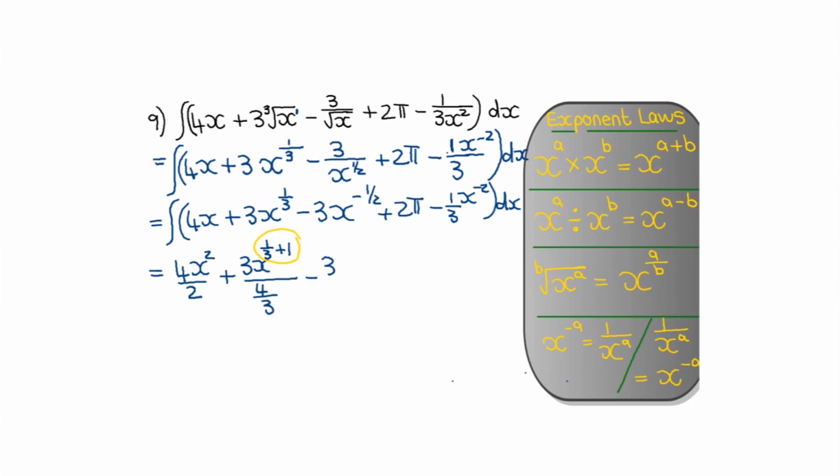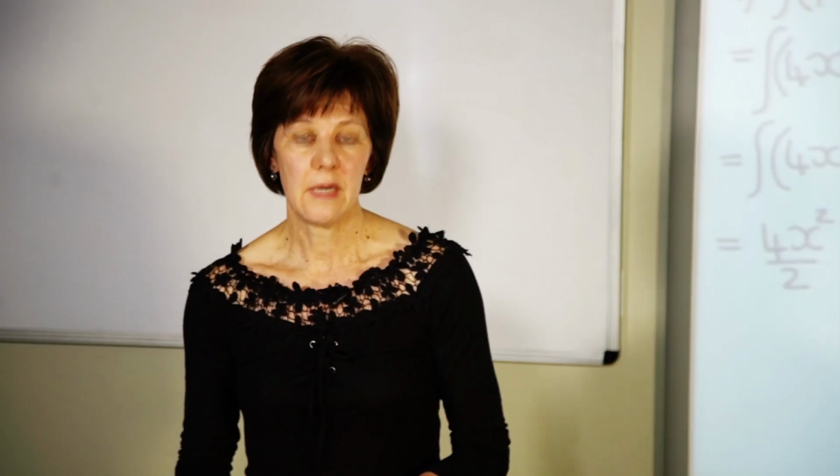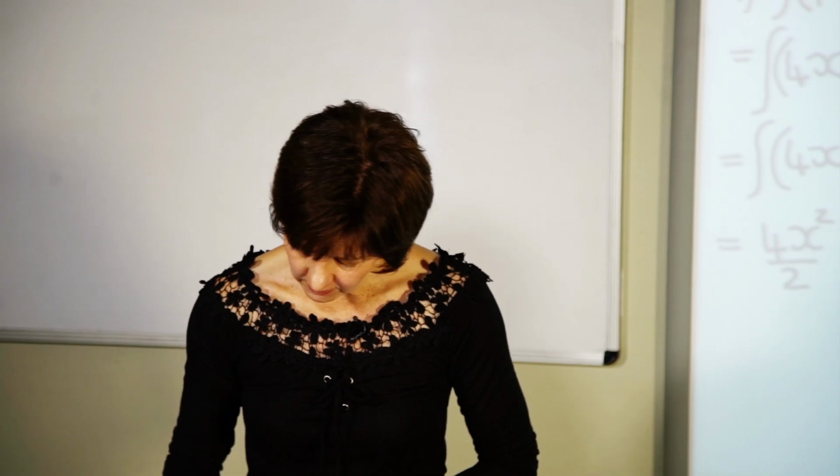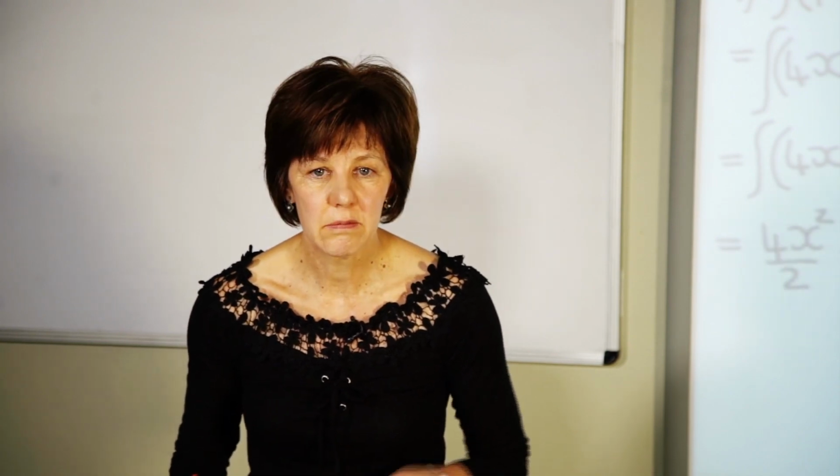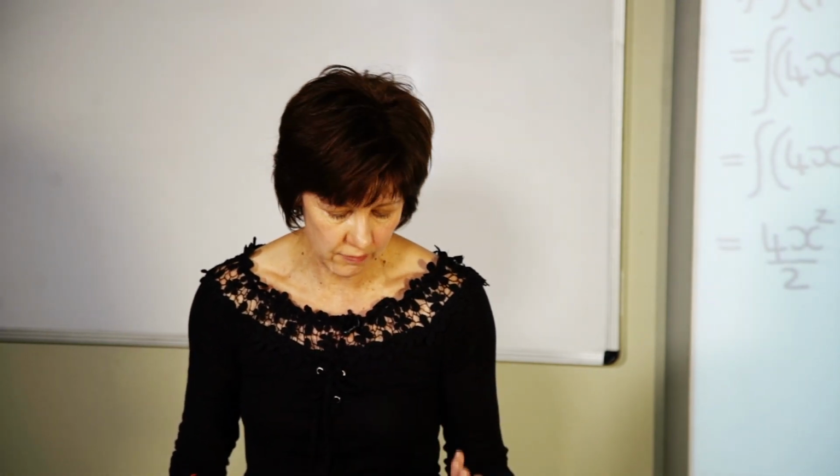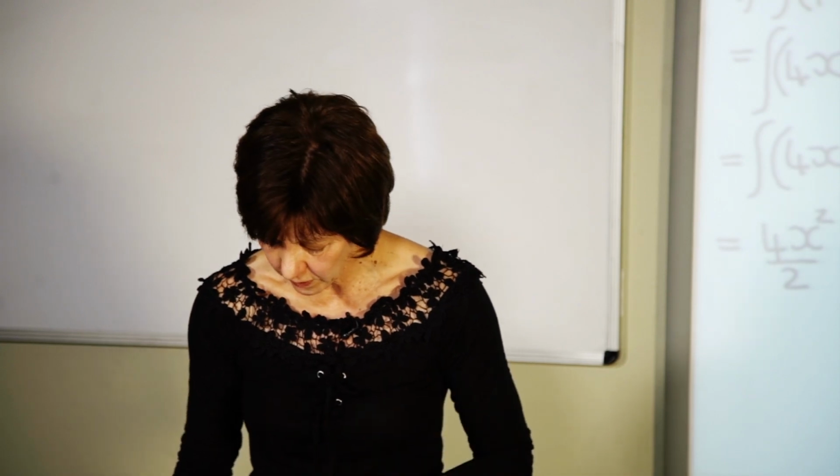Minus 3x to the power negative a half is what I have. Plus 1. Now negative a half plus 1 gives me a half. So I have to divide by that new exponent. Plus 2 pi. What is 2 pi? 2 pi is actually a constant. Pi is that number that's saved on your calculator, 3,14 what.